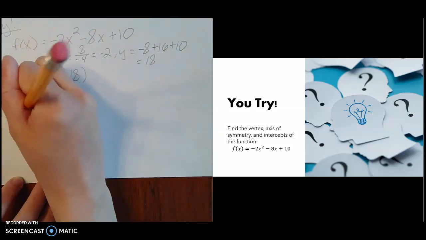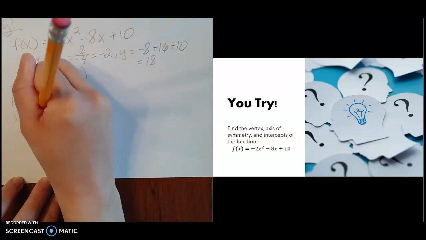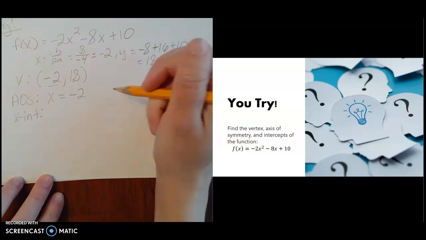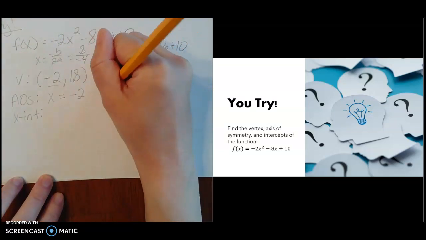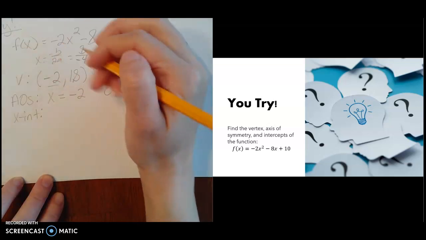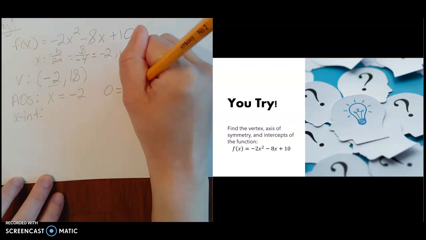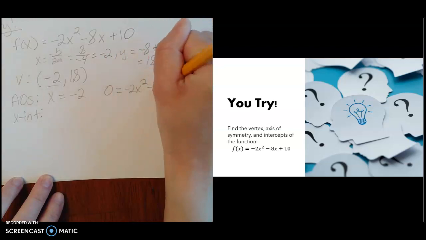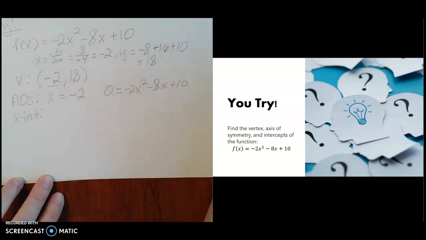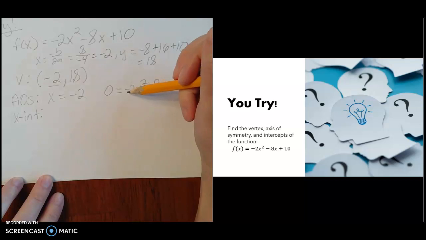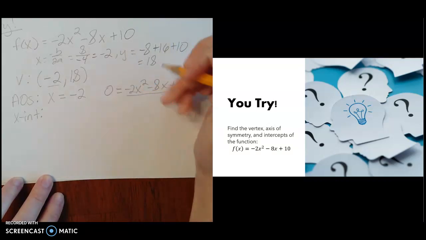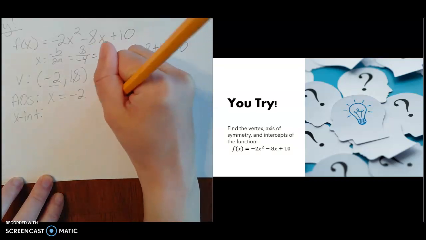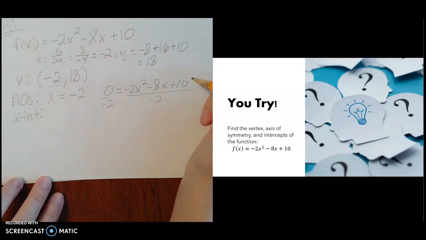So let's start with the x-intercept. The x-intercept happens when y is 0. So basically I'm going to have 0 for my y value for my f of x equals negative 2x squared minus 8x plus 10. Then I need to solve for x. So first off, when I'm solving this one, I notice that 2, 8, and 10 are all divisible by 2. And so just to make my life simpler, I'm going to divide both sides by negative 2, because it just makes my life a little easier.